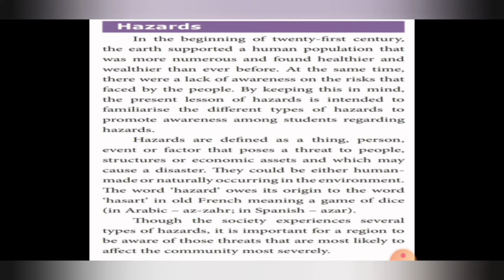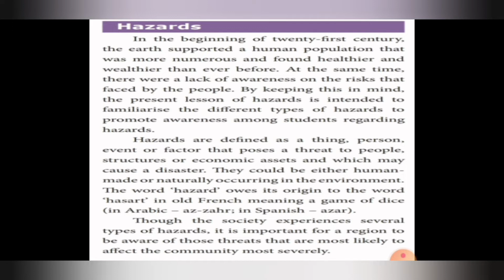So in the beginning, before the population was increased, okay, our land or our earth was very healthy and wealthy. At the same time there was very little awareness among the people in order to face the risk. So by keeping all this in mind, okay, this lesson will be very useful for you, okay, to learn what is hazard and its awareness and what are the measures that the government is taking to prevent it.